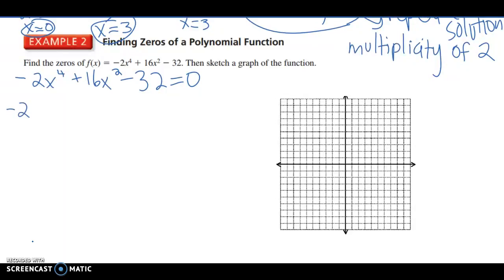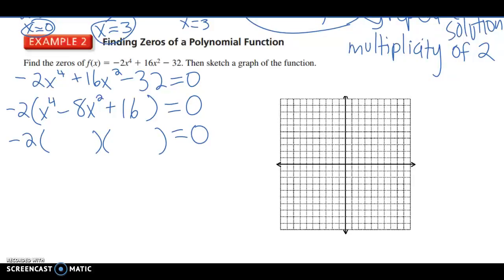I'm going to take negative 2 out, and when I divide everything by negative 2, what's left? x to the 4th minus 8x squared plus 16. Remember, all the signs change when I divide by negative 2. Now I'm going to factor this polynomial, and this is in quadratic form, so I can say (x squared minus 4) times (x squared minus 4).